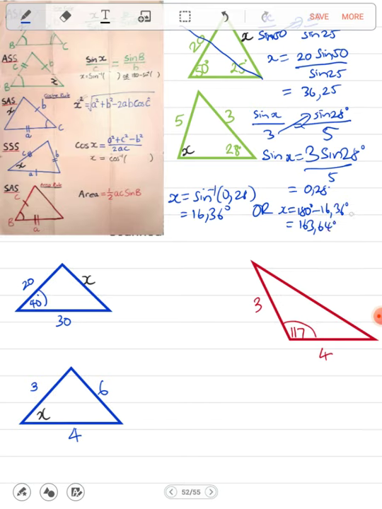But in the second option here, you must check this answer, because if you look at this 163.64 and this other angle that I have in the diagram, if I add them, we've gone over 180 degrees. As a result, this answer we'll have to reject, it is not allowed, or you can write the word reject.